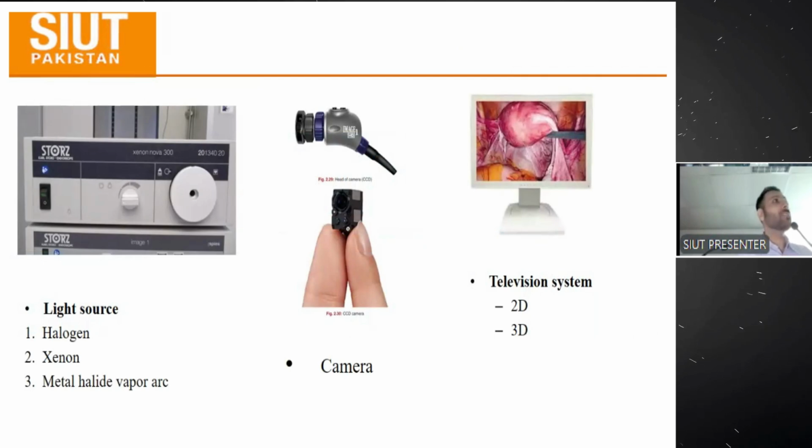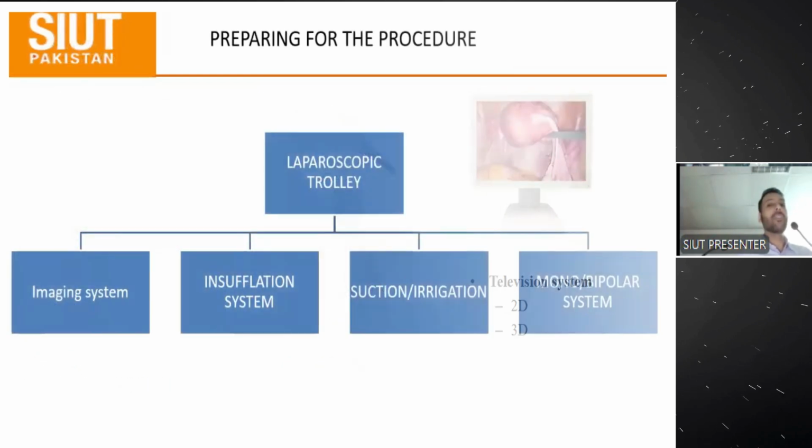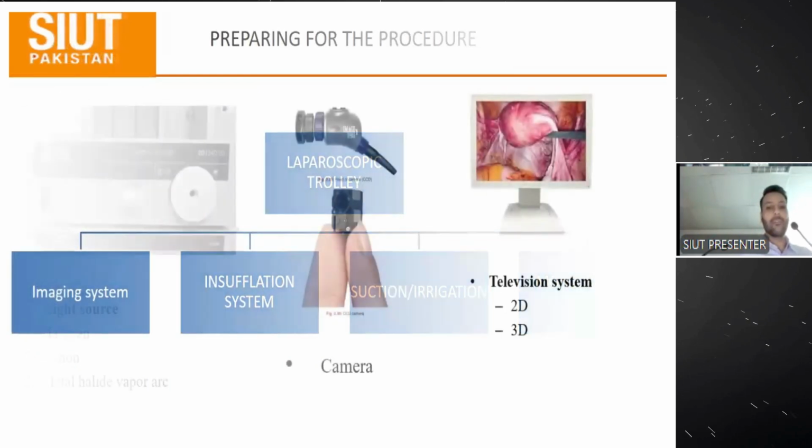The other thing that you see is the camera. I think most of you have seen the camera too. And then there's an LCD, not for you to watch your favorite movies, but this is a 2D and 3D television that you do your laparoscopic surgery on, with the camera.